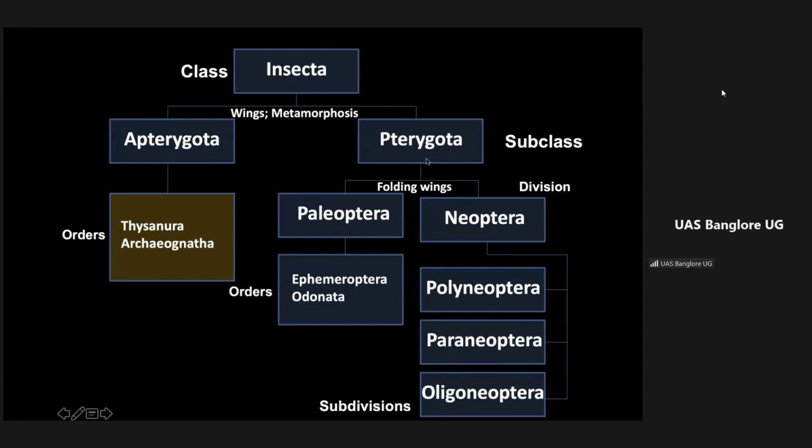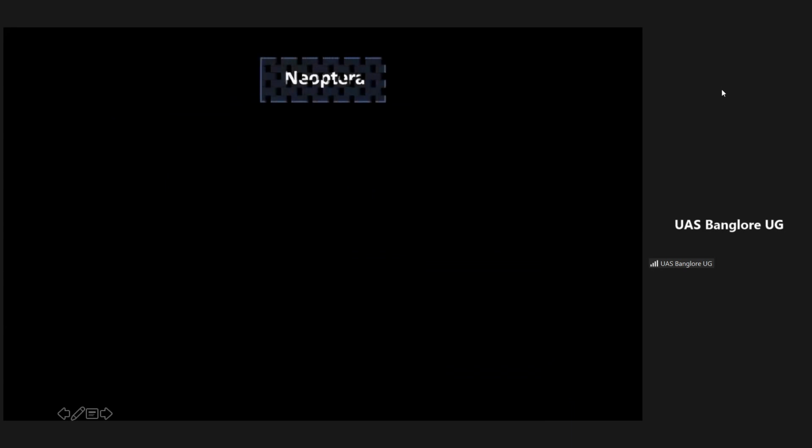Then in Pterygota, we have divided them into 5 divisions, based on the presence of the wing folding mechanism. Paleoptera means primitive; they cannot fold their wings, or they do not have the wing flexing mechanism. Coming to Neoptera, what is happening with Neoptera?